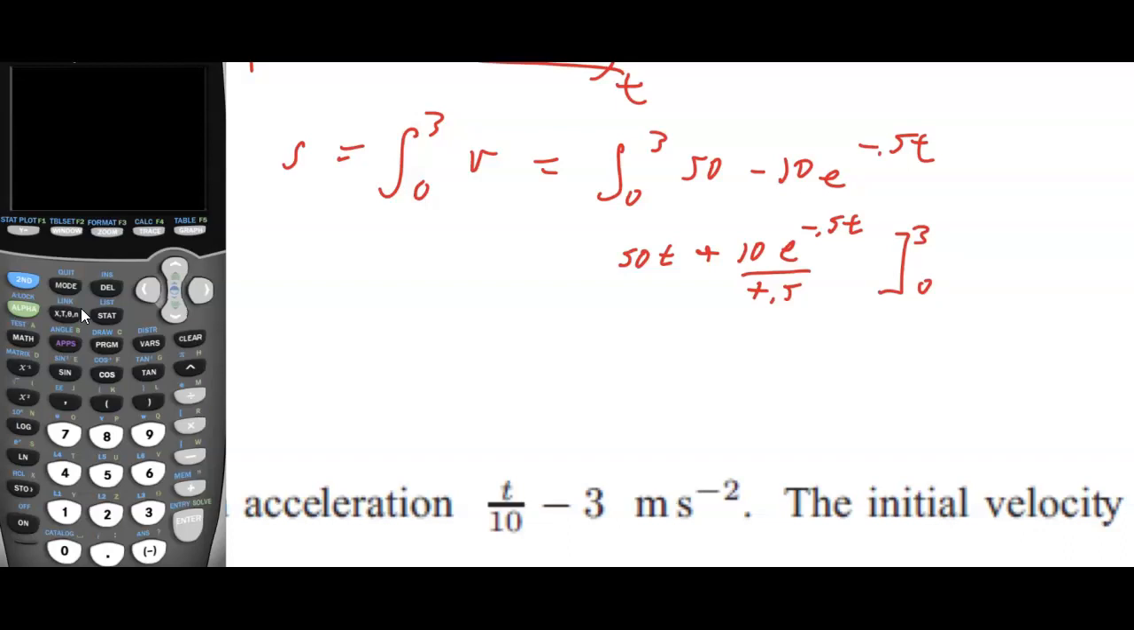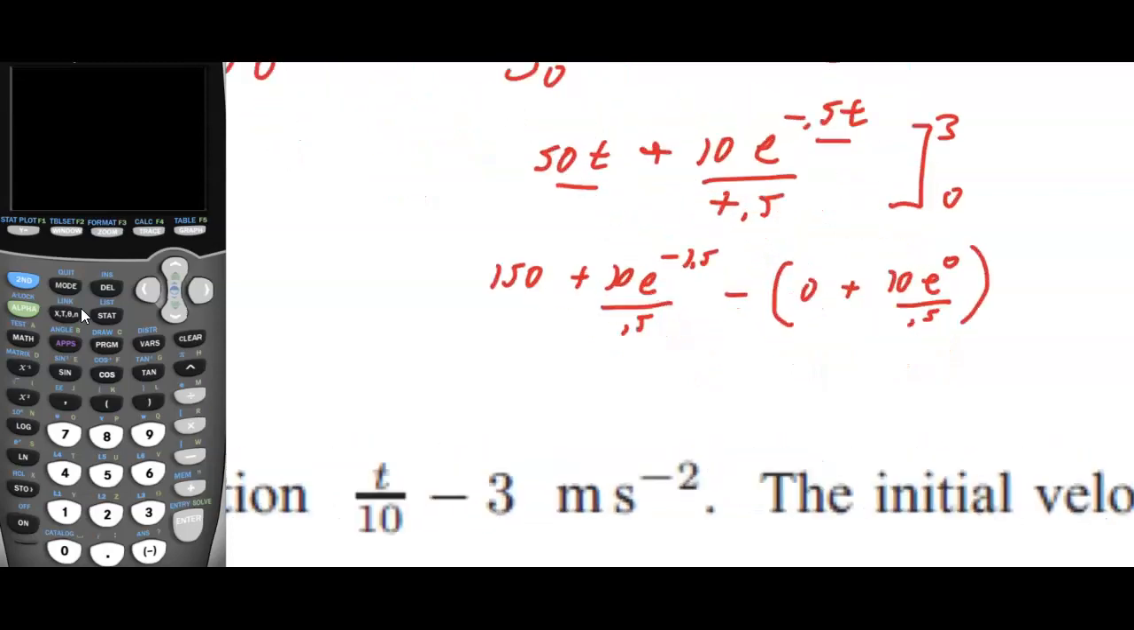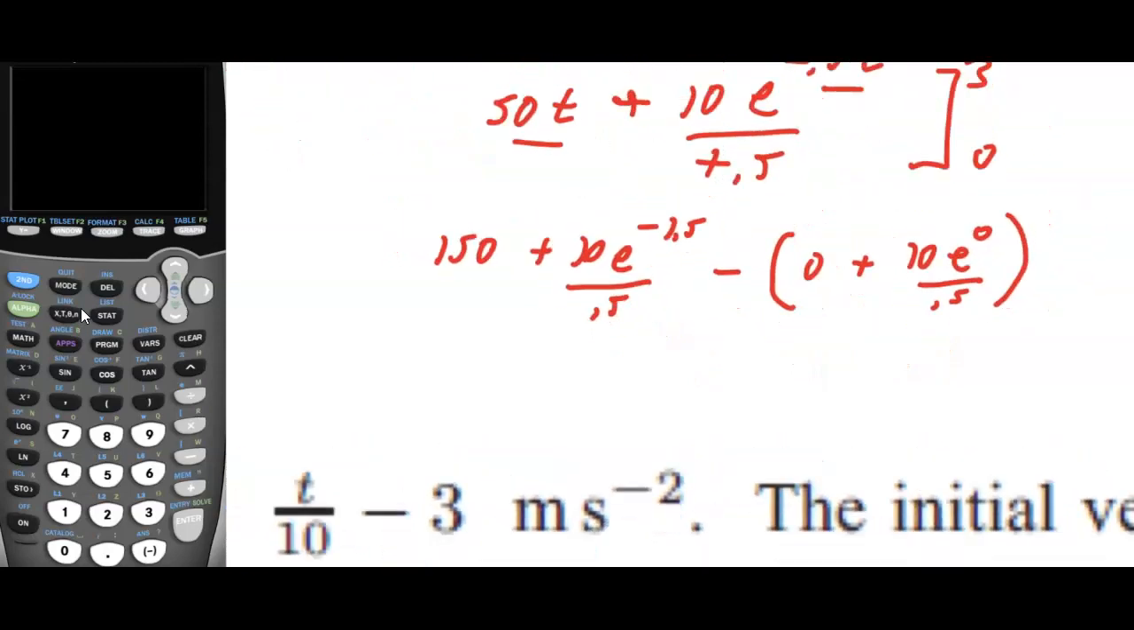So if we put 3 here and here, we'll get 150 plus 10 e to the negative 1.5 divided by 0.5, minus 0 when I substitute in there. And then if I substitute 0 in here, it'll be plus 10 e to the 0 divided by 0.5. Okay. By the way, what is 10 divided by 0.5? 10 divided by 0.5 would be 20.